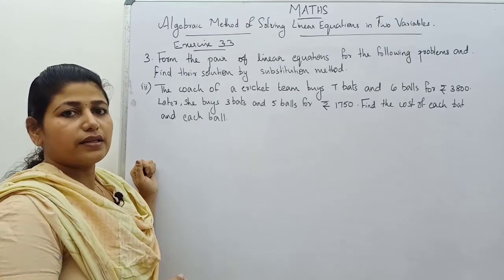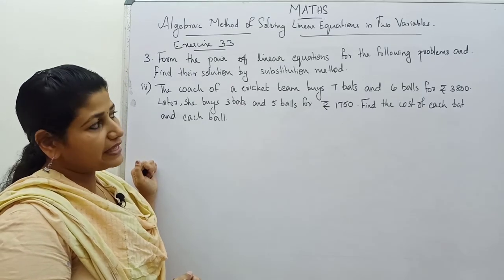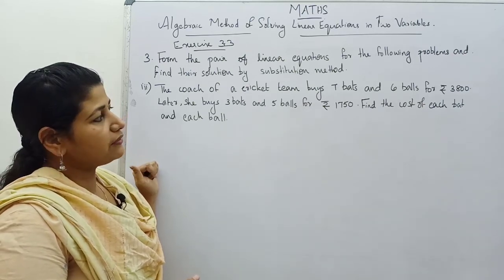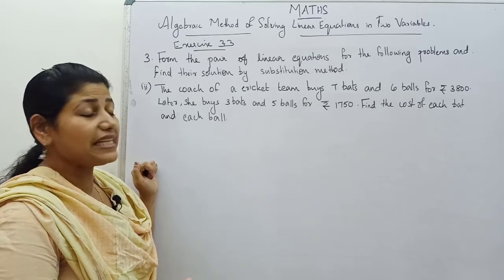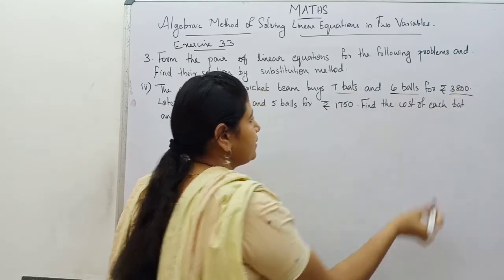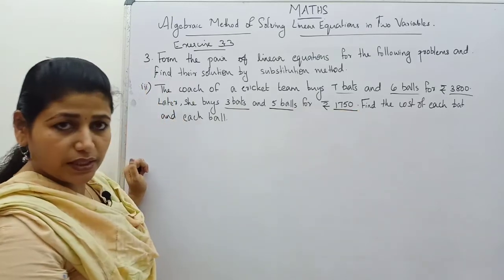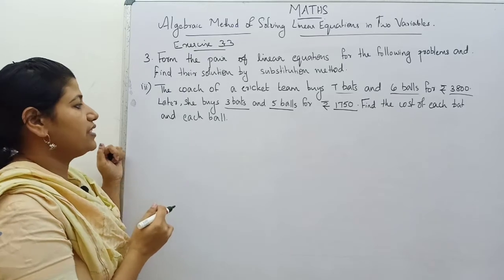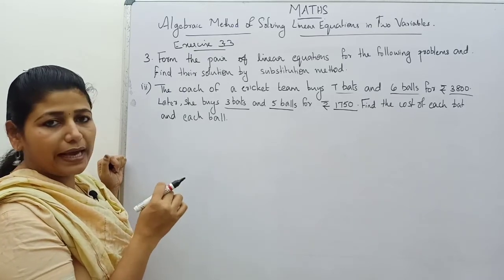Third question. The coach of a cricket team buys 7 bats and 6 balls for rupees 3,800. Later she buys 3 bats and 5 balls for rupees 1,750. Find the cost of each bat and each ball. So 7 bats and 6 balls for 3,800 and 3 bats and 5 balls for 1,750. From these two conditions we can make linear equations and find out the values of the variables, the cost of one ball and one bat.